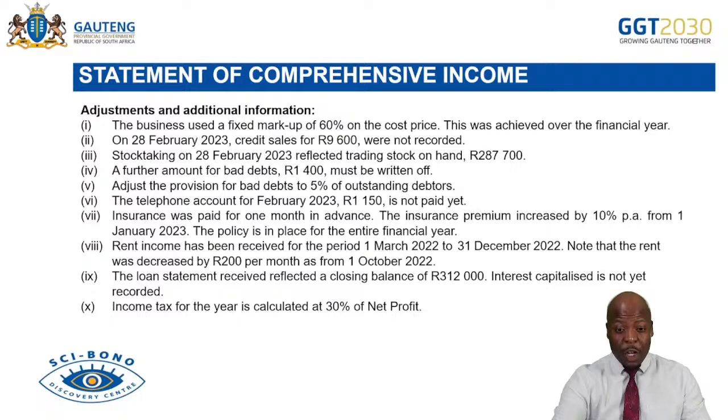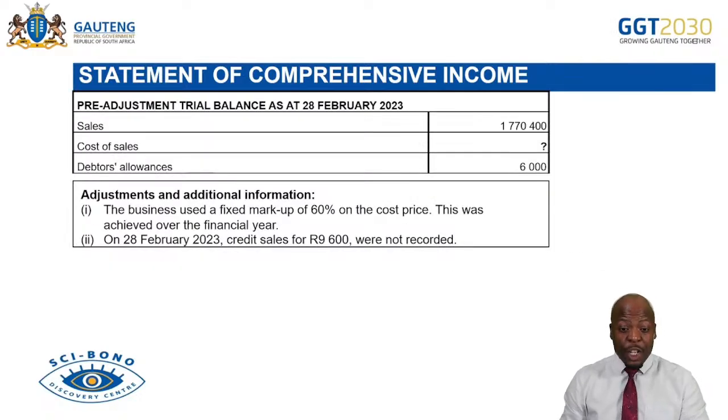So we're going to begin with the first adjustment. Adjustment number one. I'm going to give you time so that you can see the information and understand it, so that when I do the adjustment, it also makes sense to you. We are given a pre-adjustment trial balance as of 28 February 2023. You can see here we have our sales, but we are not given our cost of sales. And then we're given what is known as debtors allowances. Adjustments: the business used a fixed markup of 60%.